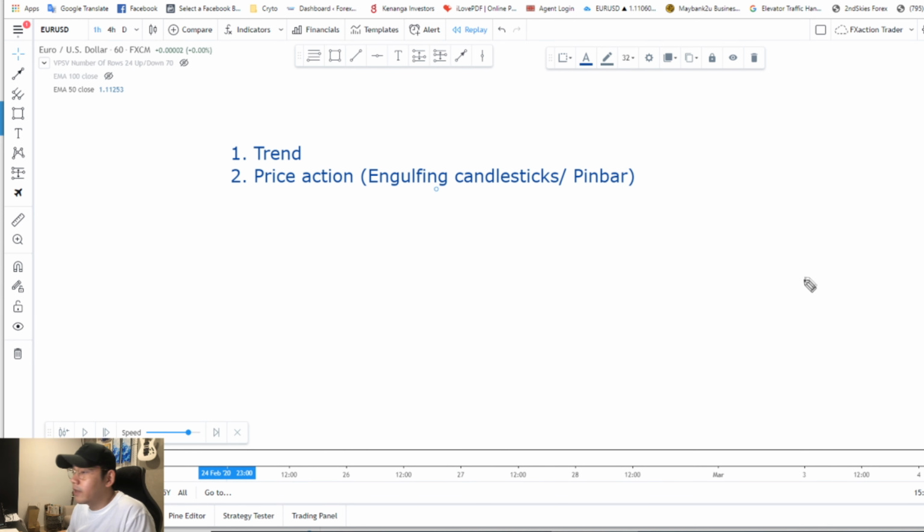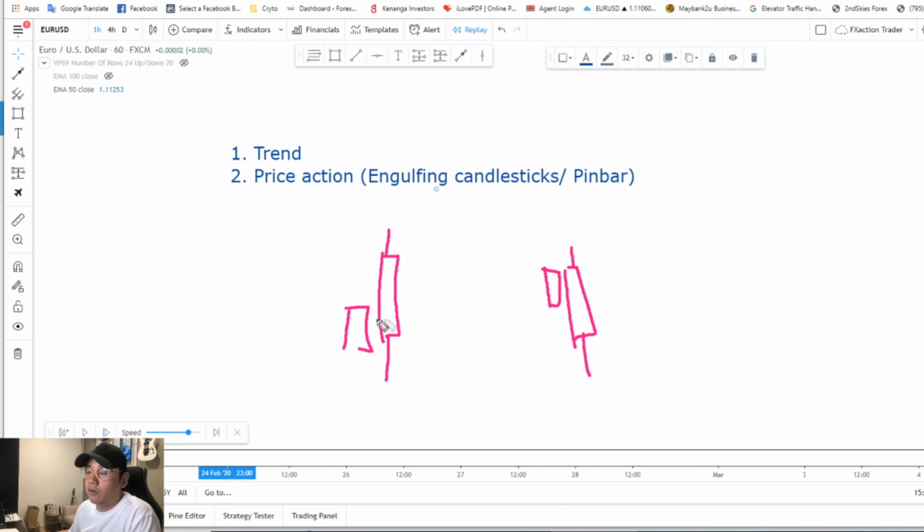An engulfing candlestick is very simple. We have 2 candles, either up or down, and the latest candle engulfs at least half of the preceding candle. So this candle is a bullish candle, and this is a bearish candle, and this is a bullish candle, and this is a bearish candle. This is an engulfing candlestick pattern. I have a video on the advanced engulfing candlestick pattern, so you can click on the link to have a look. So the next is the pin bar.